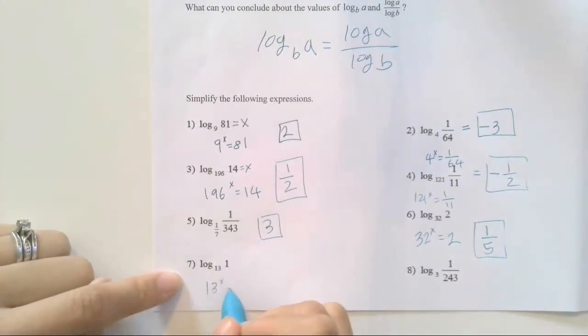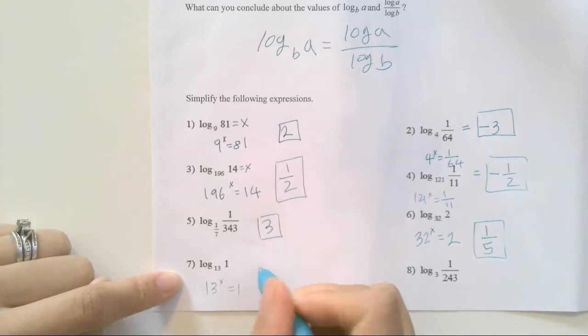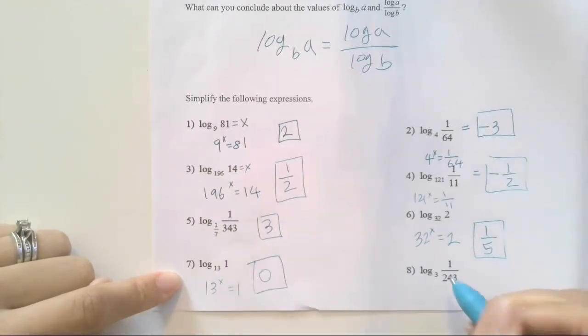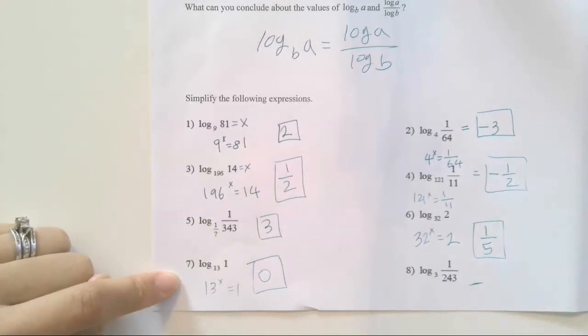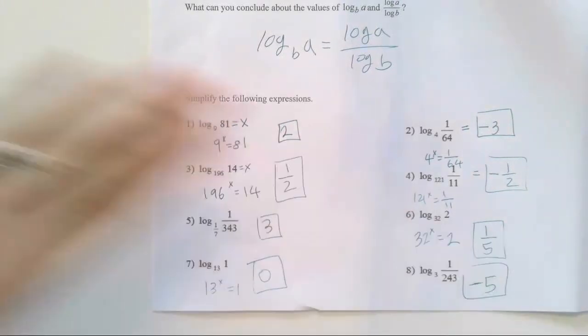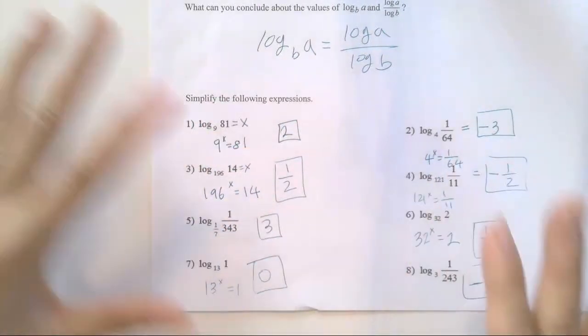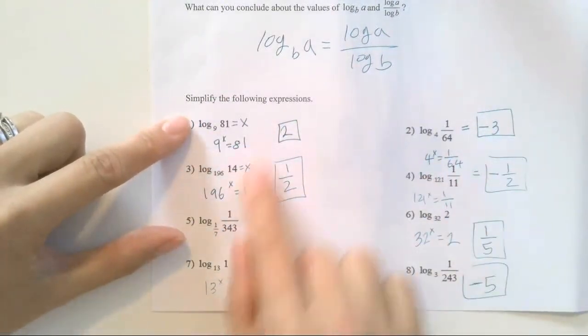13 to the what power gives me 1? Any number to a 0 power is 1, so that's a 0. 3 to the what power gives me 1 over 243? We'll start with a negative. I think it's 3 to the 5th power, I want to say. Yep, so the answer is negative 5. I just put all the confusing examples over here, so that's a good example to do.